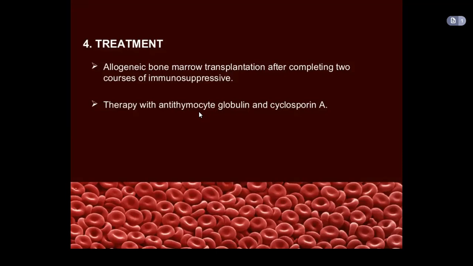Remember, we have B lymphocytes and T lymphocytes. The T lymphocytes mature in the thymus gland. And most times it is the T lymphocyte that destroys the bone marrow. So in the pathogenesis of aplastic anemia, bone marrow destruction is done majorly by CD8 plus cells, which are cytotoxic or killer T cells.